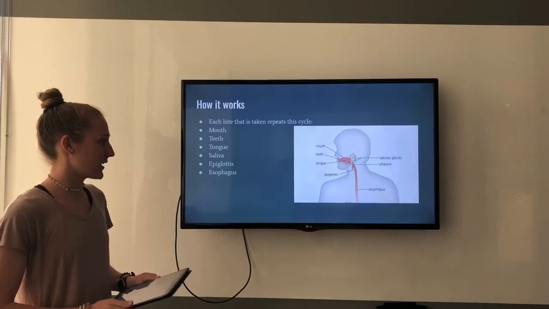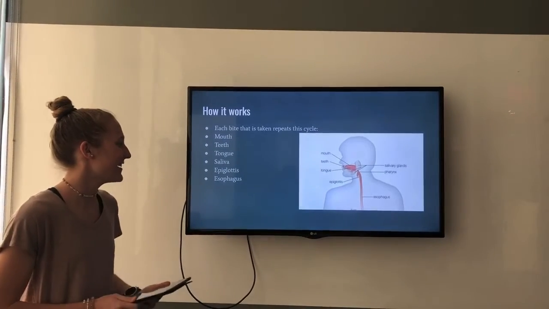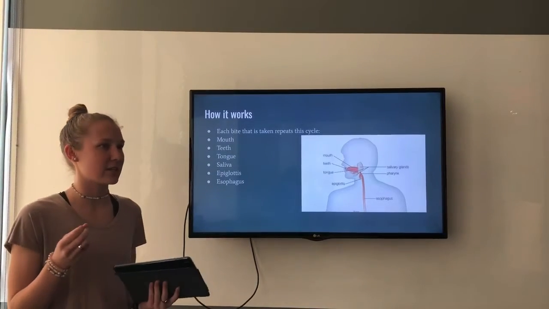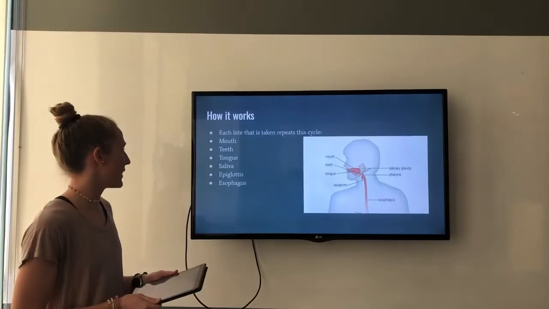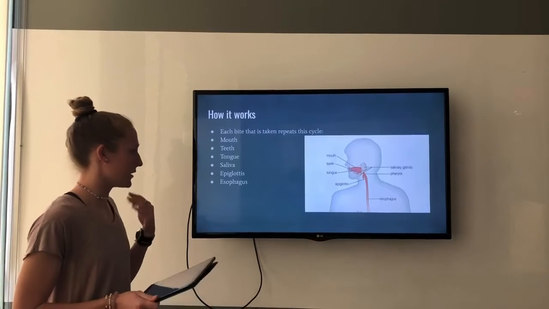While you're eating, the cycle goes: you put the food in your mouth, you chew it, and you move it around with your tongue, which creates the bolus. Then you push it back into your epiglottis and your esophagus.